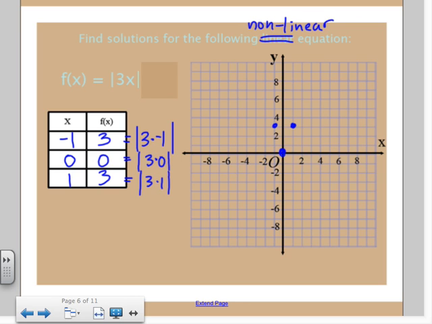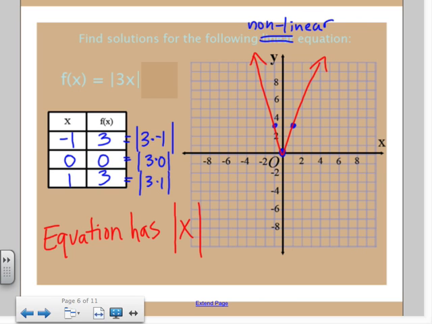Now this looks like it could also be a U, but it's not. It's close to it. It ends up being a V. And these are just things you want to memorize. So anytime an equation has absolute value around your x, it graphs as a V.